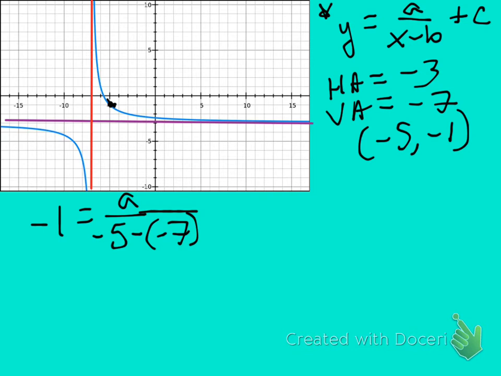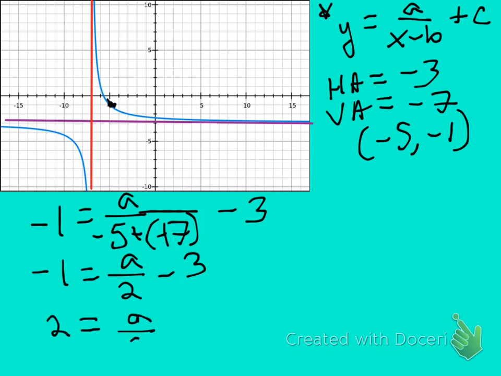And my C value is my horizontal asymptote. It's actually negative, so this is going to be -3. So two negatives make a positive, so that's really -5 plus 7, or 7 minus 5, which is the same thing as 2. So I got -1 equals A divided by 2 minus 3. Now I'm going to add 3 to both sides. If I add 3 to both sides, I would get 2 equals A divided by 2.